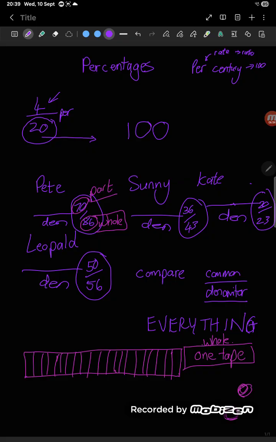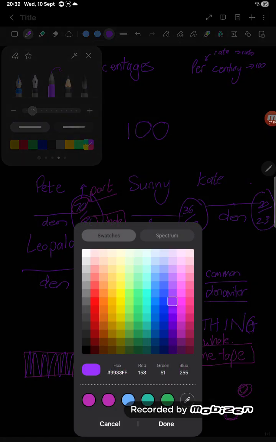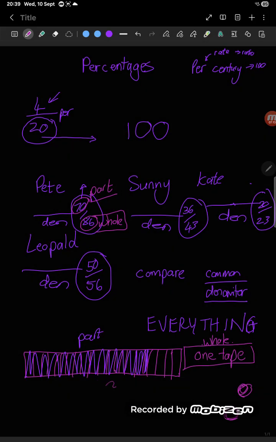And how many parts has he used in primary school and high school? He's used, pretend this is 86, he's used, what, like 70 of those parts. Okay, so he's used a part of the whole piece of tape. A part of the whole piece of tape. And that's where percentages come from. It's a part of one whole.